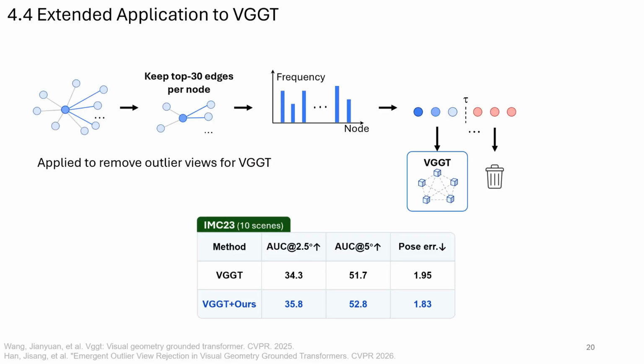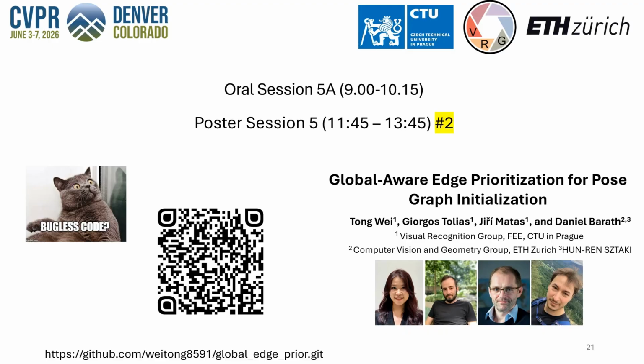We extend the application to VGGT. We aggregate our edge scores to node scores by counting the frequency of the nodes appearing in each node's neighborhood. Given a fixed threshold, we filter out some outlier nodes and run VGGT on the rest. From the table below, we could see it does improve the accuracy by 1 AUC score.